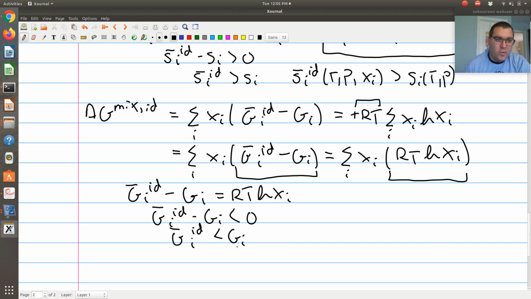So the partial molar Gibbs free energy of component I in my ideal solution, the effective molar Gibbs free energy of component I in an ideal solution, is less than the pure component value at the same T and P. What this tells me is it's more favorable for, say, component A to be in a mixture with B than it is to be in pure A. Why is it more favorable? This is where I need to be consistent in my terminology.